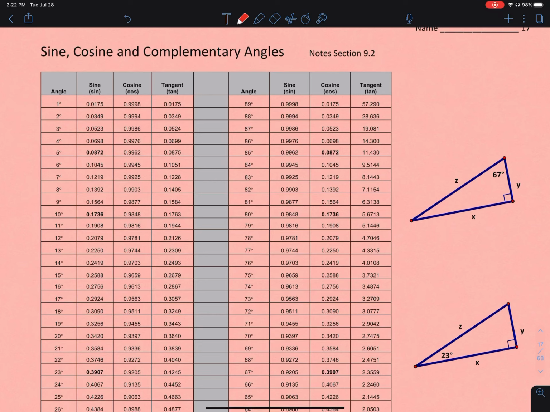Sine comes from the word sinus, which means opening. Cosine, the co in that is short for complementary. So this is technically sine and complementary sine. Why do you think they would call it complementary sine? Let's look at some things here.